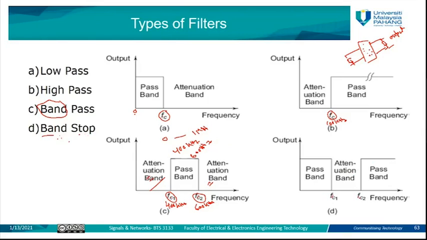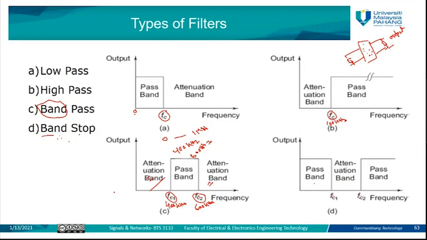All the frequencies less than FC1 will go through the filter. All the frequencies higher than FC2 will go through the filter. But all the frequencies in between FC1 and FC2 will be removed, or excluded from passing through to the output of our circuit. So we call this the band stop filter.